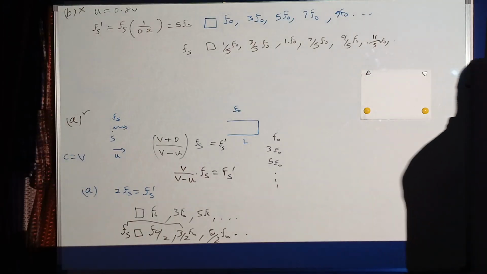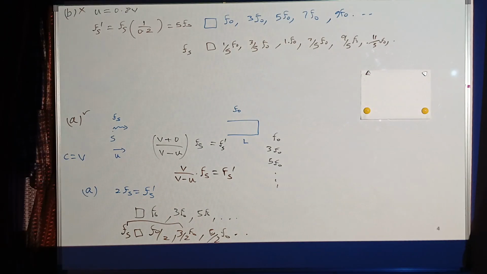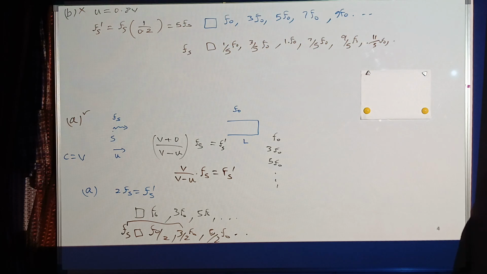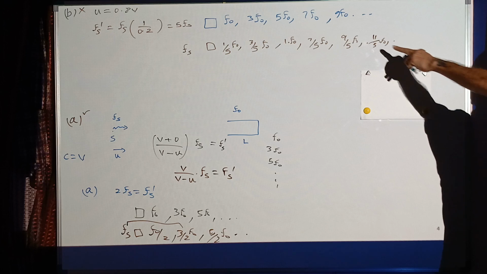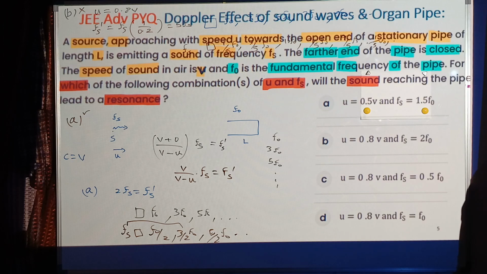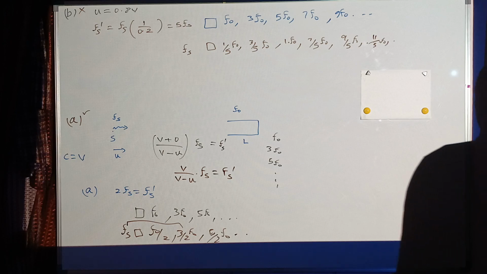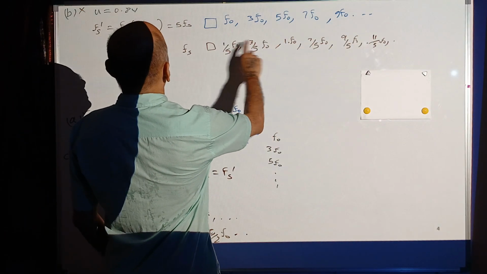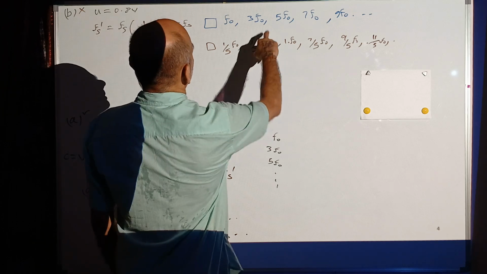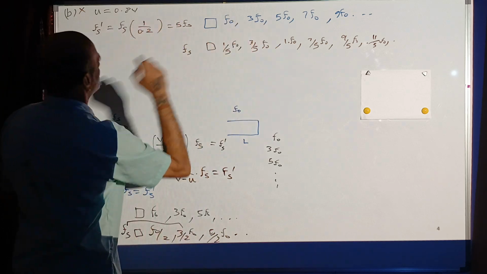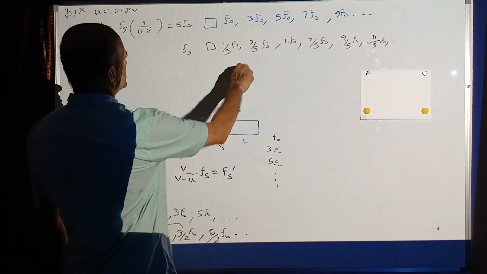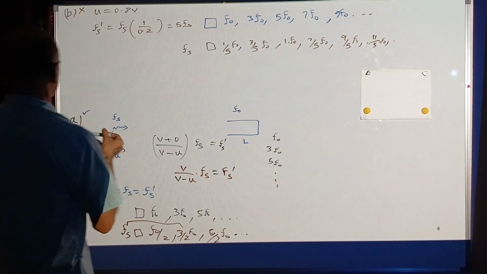Because option B says it should match with 2F0. 2F0 matching is not possible because for that we need 10F0 here. Option C, it should match with 0.5 F0. 0.5 F0 means it should be here. It should be 2.5. If 2.5 F naught is possible, then Fs will be 0.5 F naught, which is not possible. So option C is also not possible.